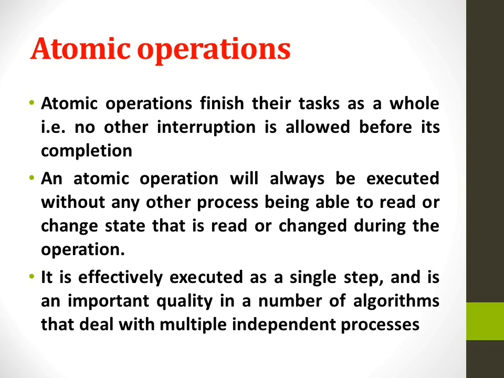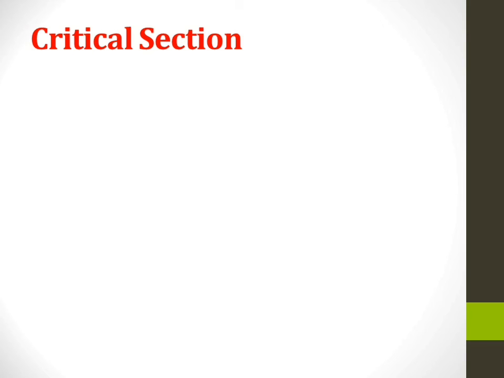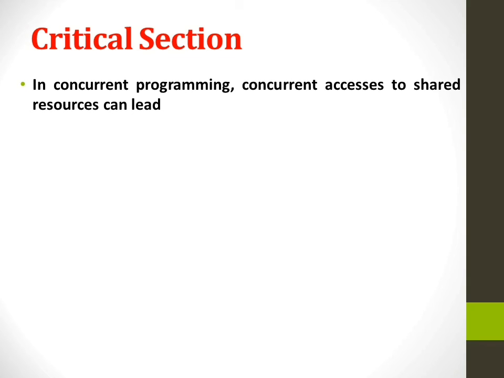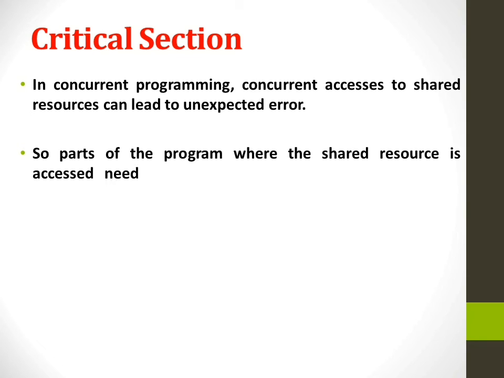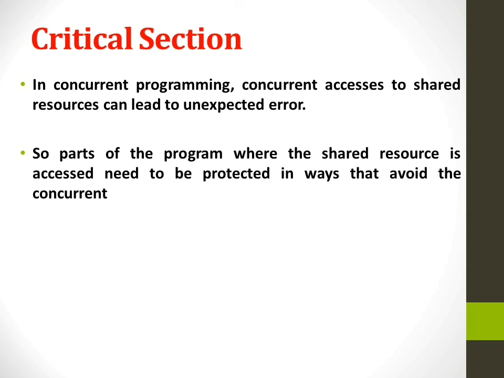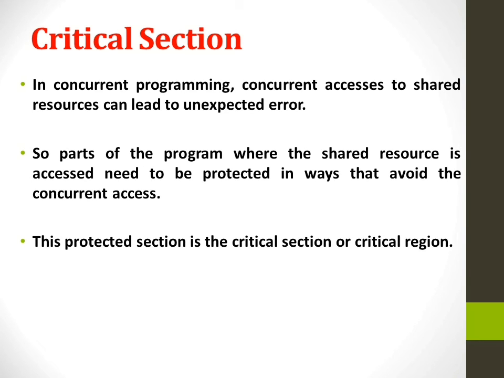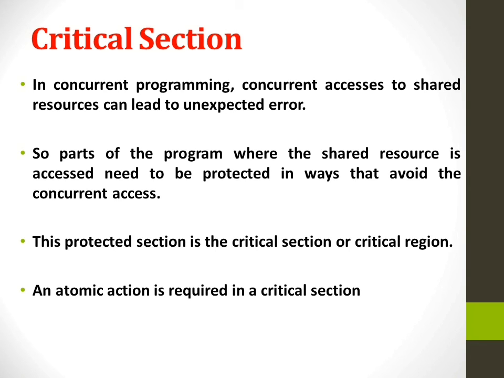Next question. What do you mean by critical section? In concurrent programming, concurrent access to shared resources can lead to unexpected errors. So the part of the program where the shared resource is accessed needs to be protected in a way that avoids concurrent access. This protected section is the critical section or critical region. An atomic action is required in a critical section, that is, only one process can execute in its critical section at a time. All other processes have to wait to execute in their critical sections.